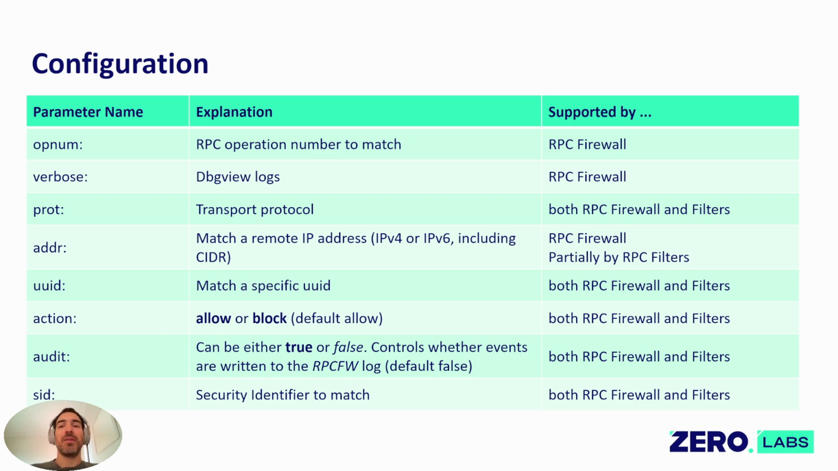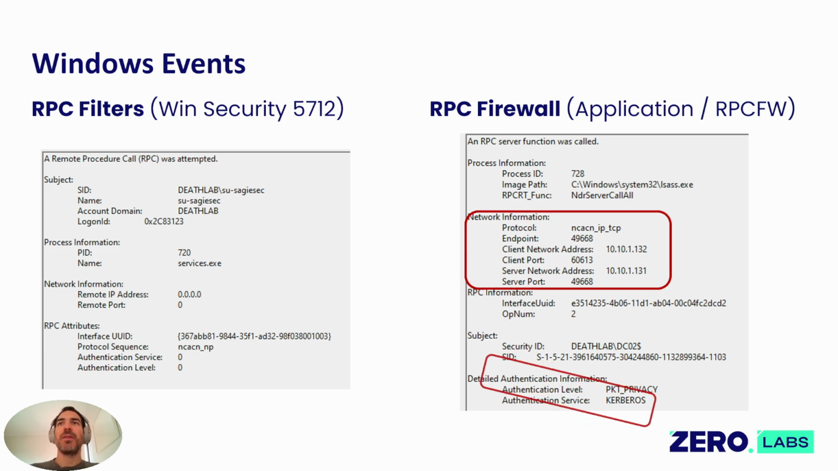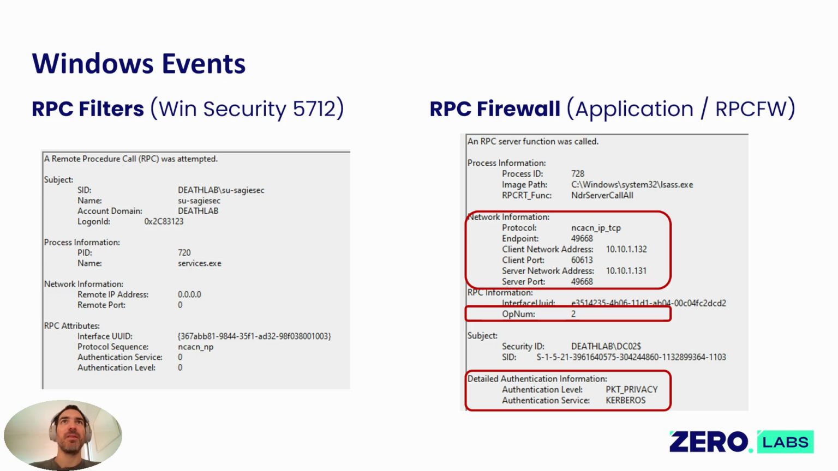If you put an audit on the RPC filter or the RPC firewall, it will generate audit events. The RPC firewall events, we can see them on the right, and you'll see they're a bit more robust and more user-friendly than the built-in Windows security event that correlates with RPC. It will show you the correct client network address and port. It will show you the operation number that was called, and the authentication information is a bit more user-friendly to read.